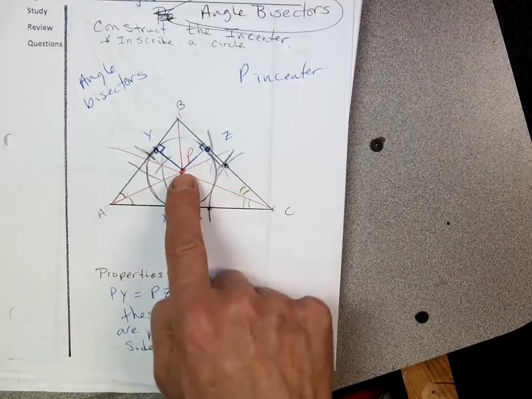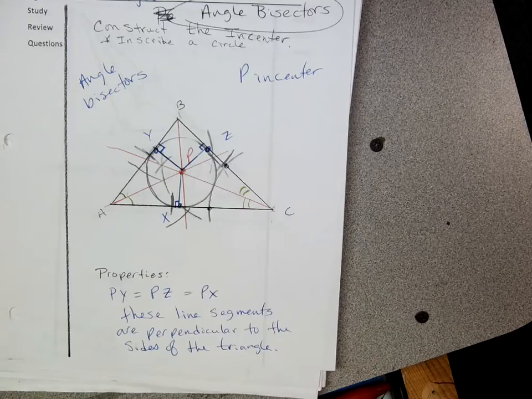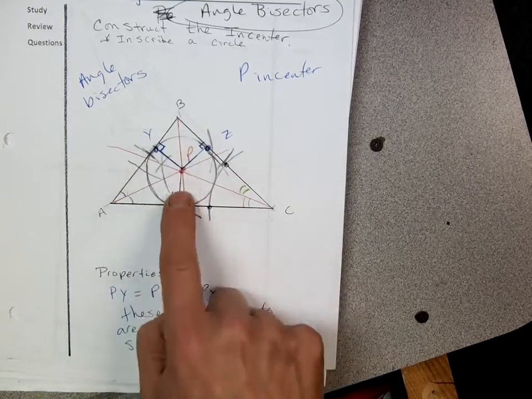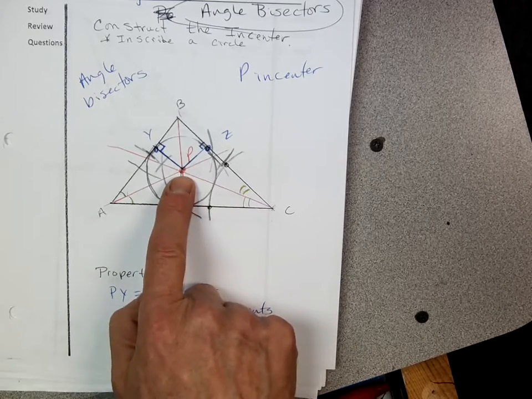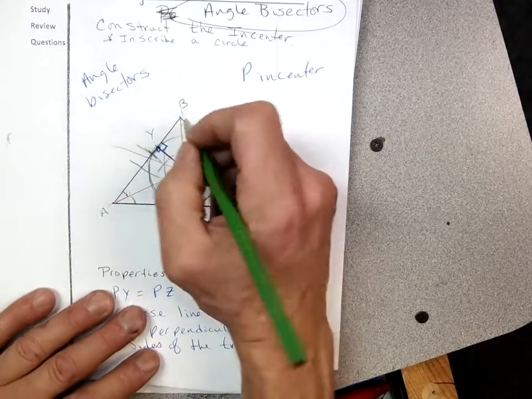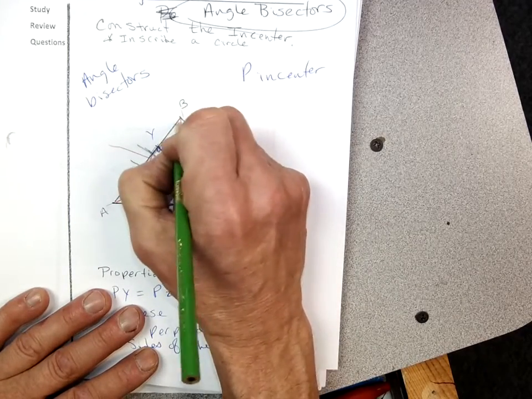Now all three of them intersected in a single point P, and that single point P made by all the angle bisectors is my in-center. So my in-center is created by all of the angle bisectors. Since it's an angle bisector, that angle's got to be equal to that angle, right?